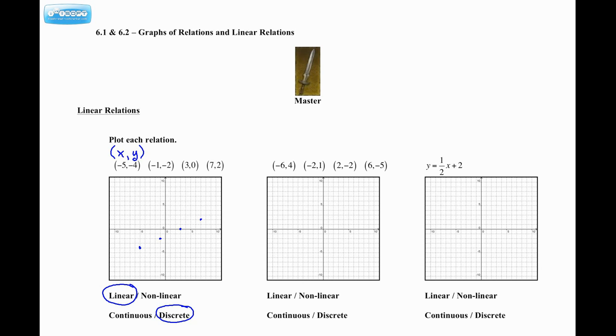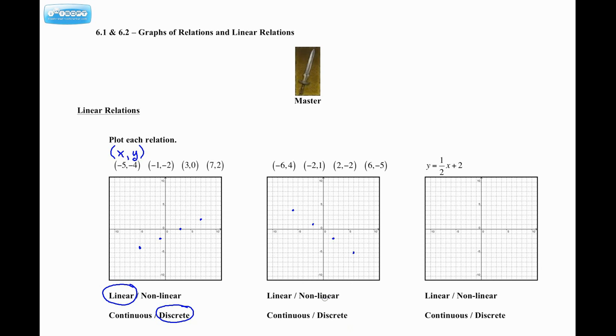All right, let's do the next one. Again, we have 4 points that we want to plot. X is -6, y is 4. So that is left 6 and up 4. So you should put a dot right there. -2, 1, left 2, up 1. And here we go right 2 and down 2. And then we go right 6 and down 5. That's right there.